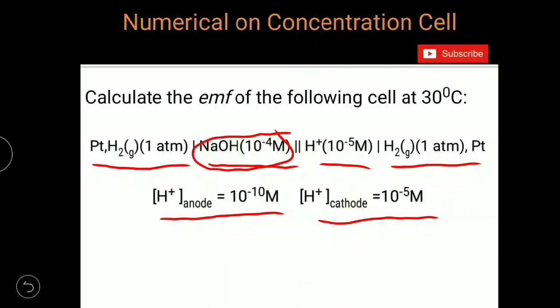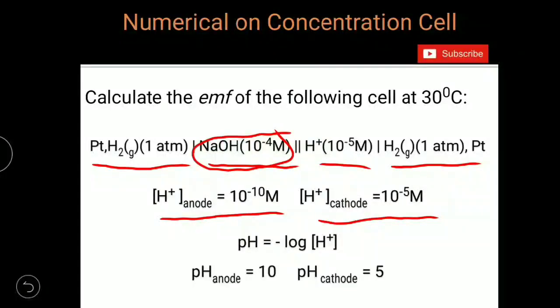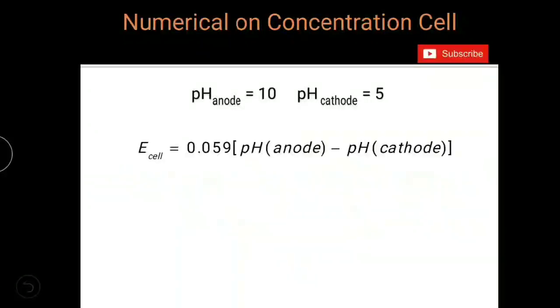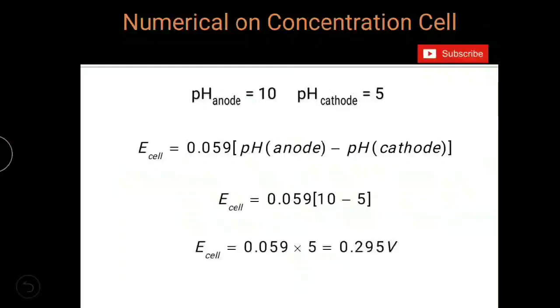And what will be the pH in anode? Negative logarithm of 10 power minus 10 is equal to 10, and pH at cathode is negative logarithm of 10 power minus 5, which is equal to 5. And what is the formula for EMF? 0.059 into pH at anode minus pH at cathode for hydrogen electrode. So 0.059 into 10 minus 5. So 0.059 into 5, which is equal to 0.295 volts.